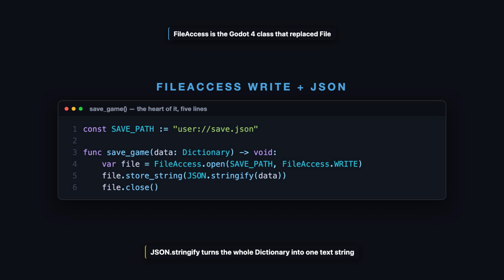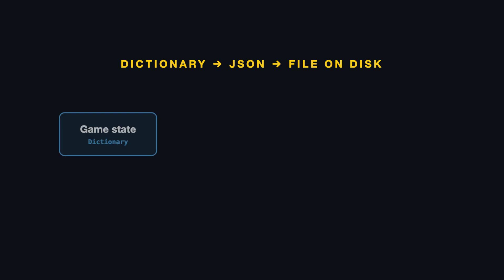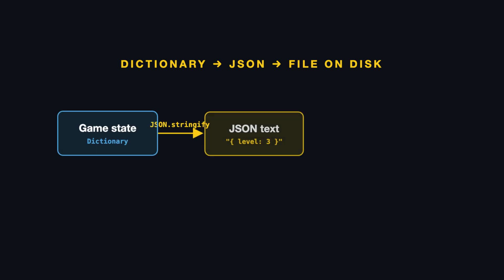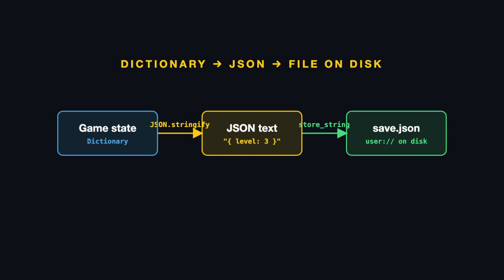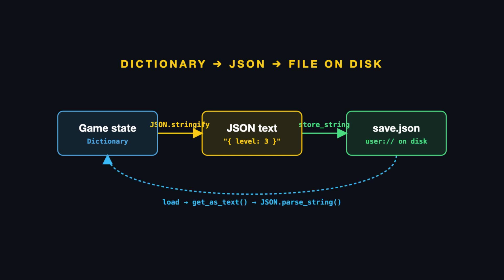Open the file with FileAccess, that's the Godot 4 class that replaced File, in write mode. Then the magic line. JSON.stringify turns your entire dictionary into one clean text string. Store that string in the file. Close it, and you're done.